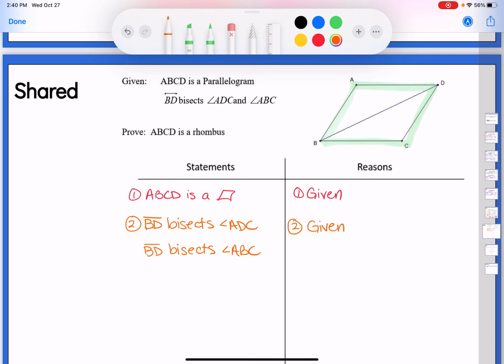So segment BD bisects angle ADC, so these two angles are congruent. And segment BD bisects angle ABC, so these two are congruent. I was a little risky there, and I marked them congruent even though I didn't put congruent angles in my picture or in my proof, but we got the idea, right? And I'm trying to prove that ABCD is a rhombus. So I know that it's a parallelogram, and I'm trying to prove that it's a rhombus.